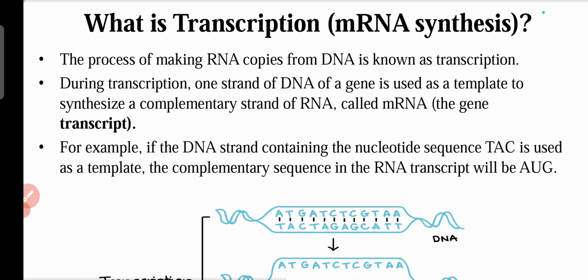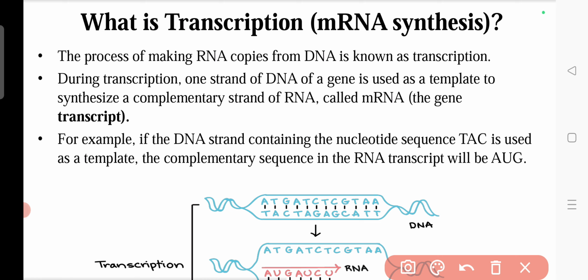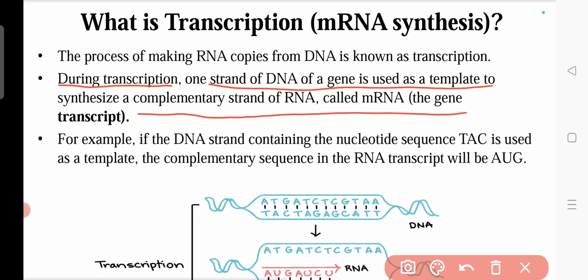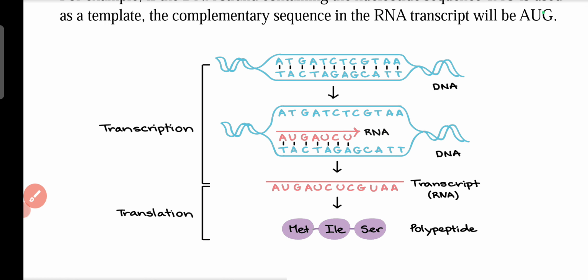So what is transcription or messenger RNA synthesis? If we define, we can say the process of making RNA copies from DNA is known as transcription. So basically, by taking DNA as a template, we can synthesize a new molecule of messenger RNA. The cell can synthesize the messenger RNA molecule, and this process is known as transcription. During transcription, one strand of DNA of a gene is used as a template to synthesize a complementary strand of RNA, which is also known as RNA transcript.